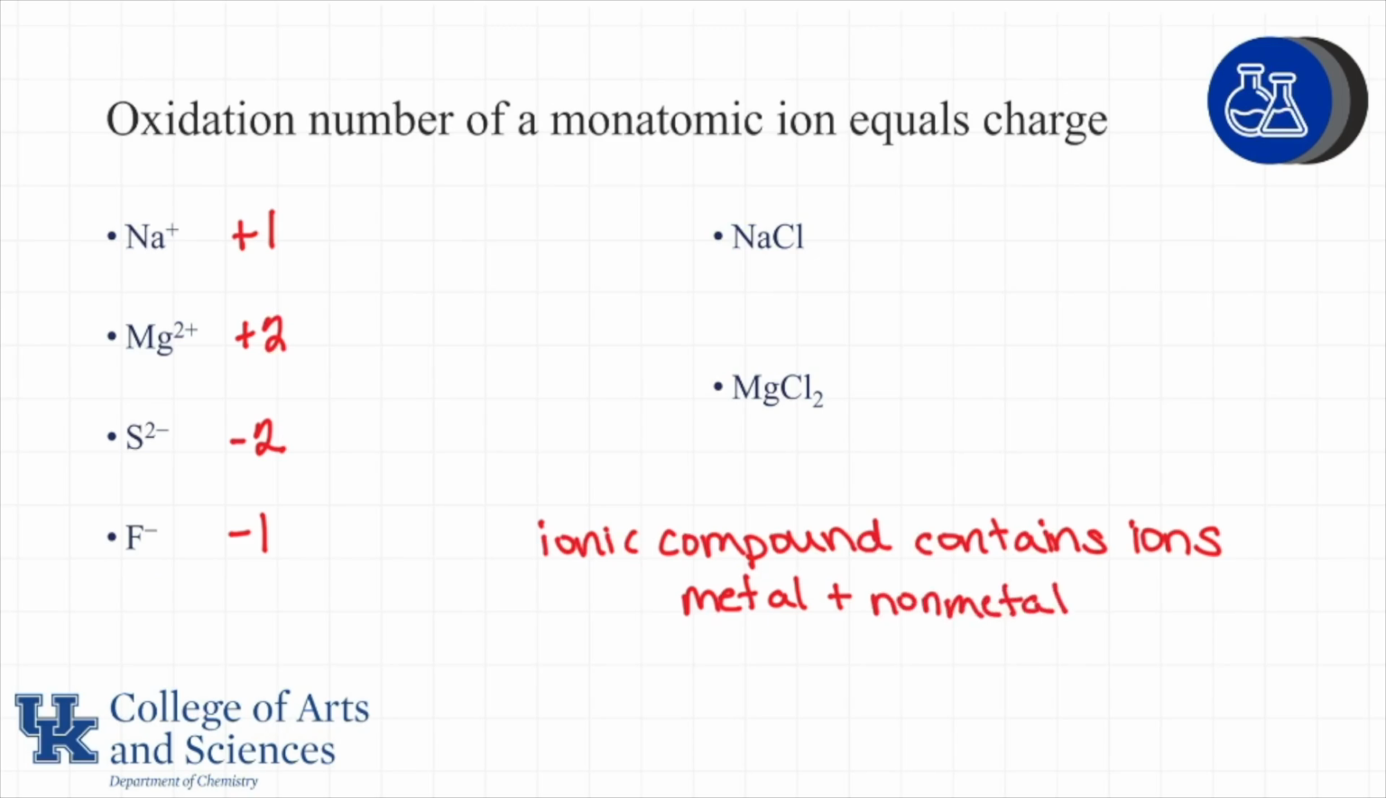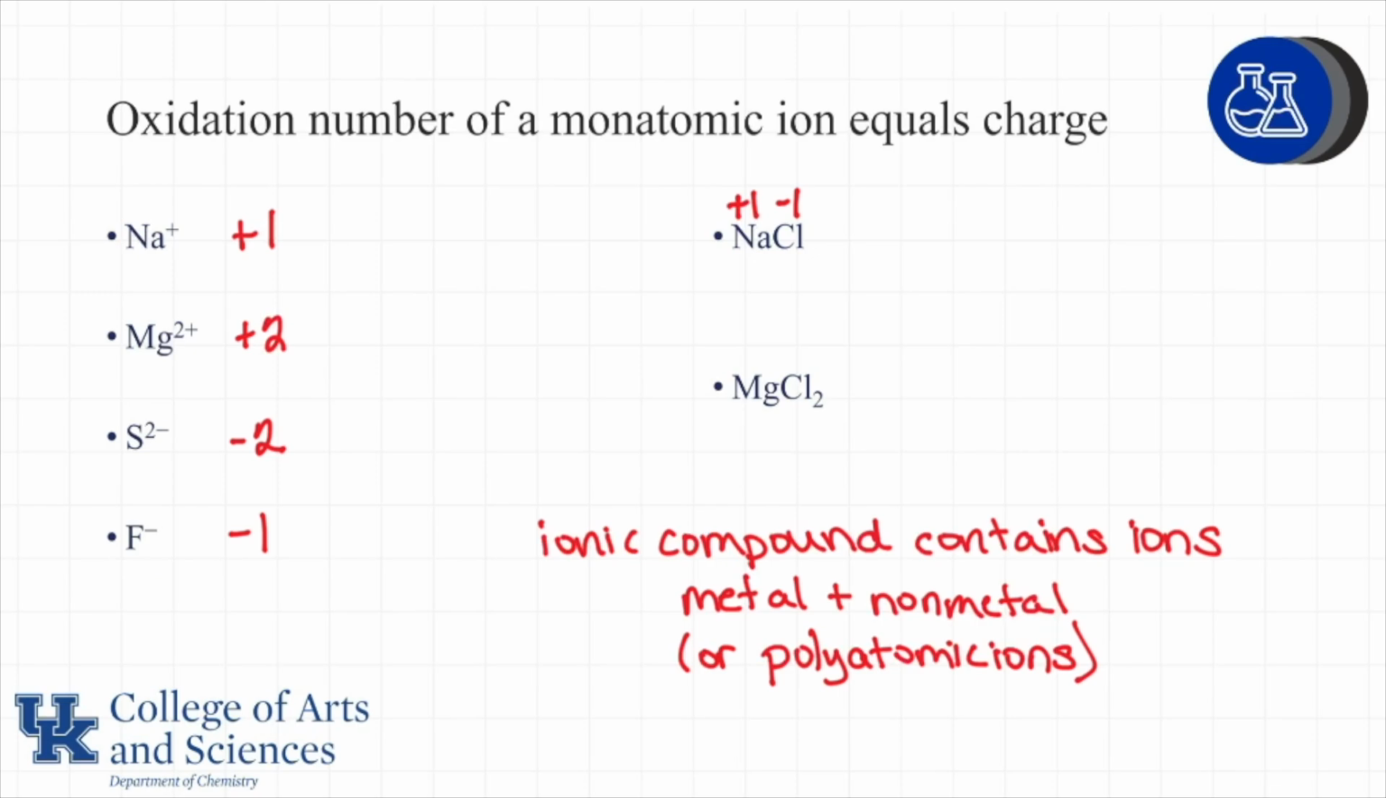Remember, an ionic compound is a metal and a nonmetal, or we can have a polyatomic ion substituting for one or both of those elements. When I look at NaCl, I know that Na has a +1 charge in an ionic compound because it's in the first column of the periodic table, so its oxidation number is also +1. Chlorine has a charge of -1, therefore its oxidation number will also be equal to -1.